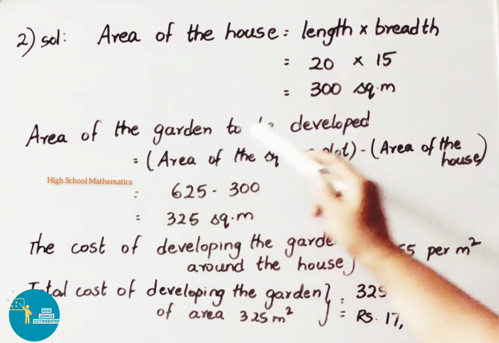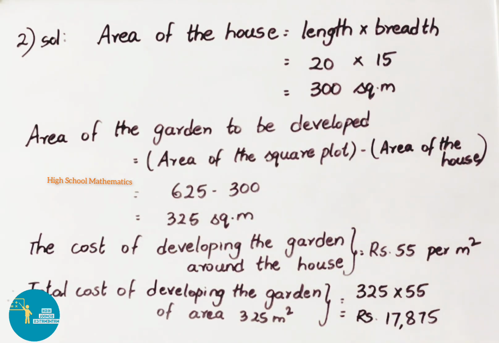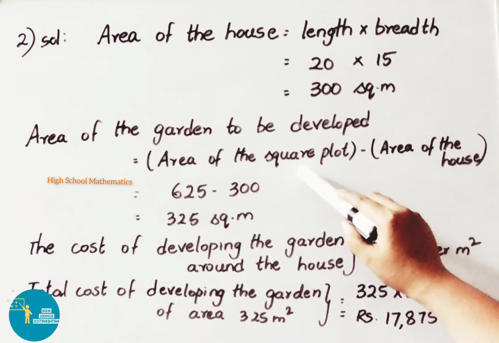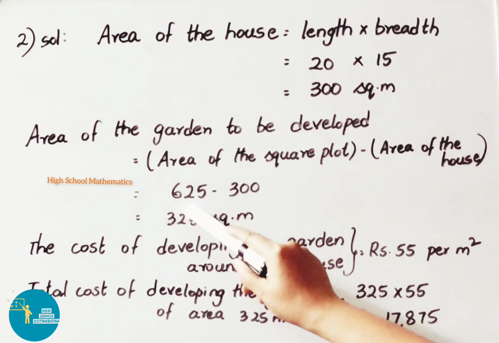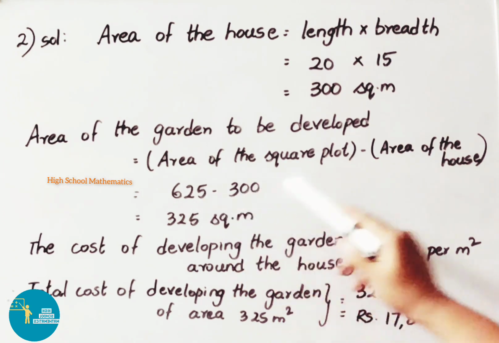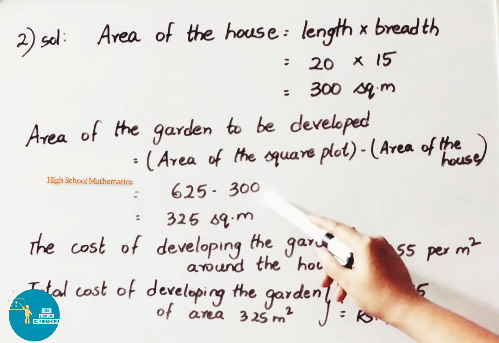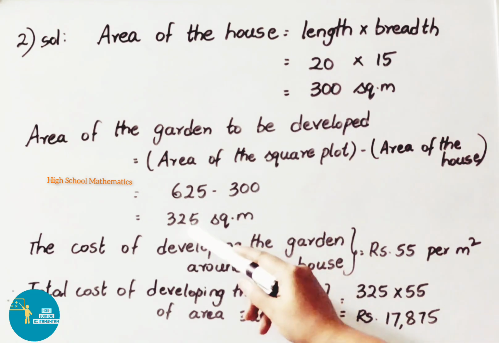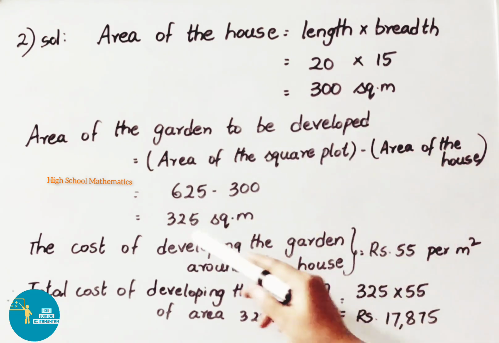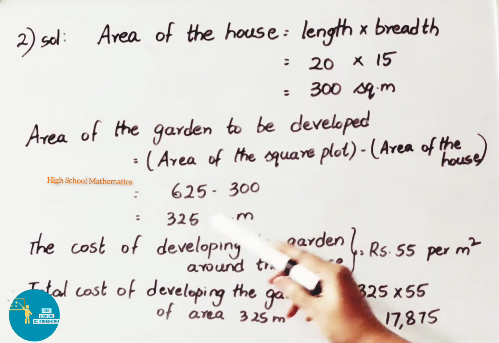Now the area of the garden to be developed, how will you find it? The area of the square plot minus the area of the house. We know the area of the square plot is 625 square meters minus the area of the house, 300 square meters. On subtracting both, we get the area of the garden to be developed as 325 square meters.